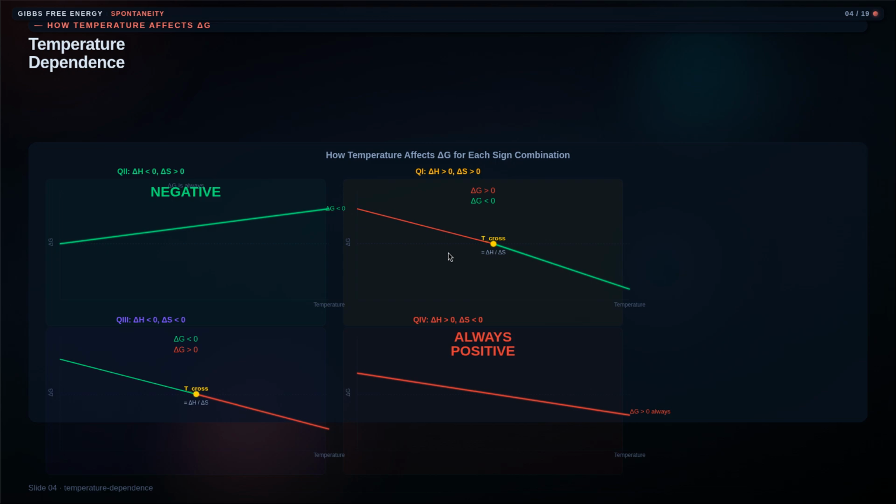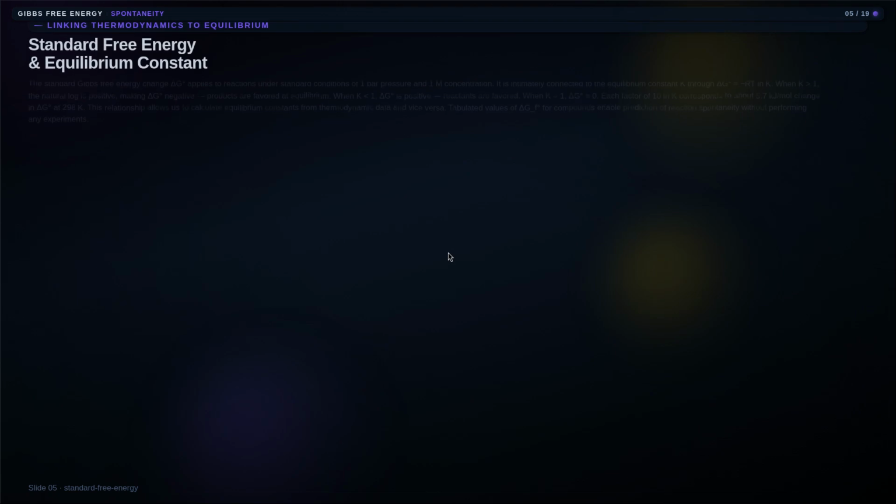This explains why many endothermic reactions like ice melting become spontaneous only above a certain temperature. The T delta S term scales linearly with absolute temperature, so at sufficiently high temperature entropy always dominates. Industrial processes like the Haber-Bosch ammonia synthesis are designed to operate at optimal temperatures that balance kinetics with thermodynamic favorability.